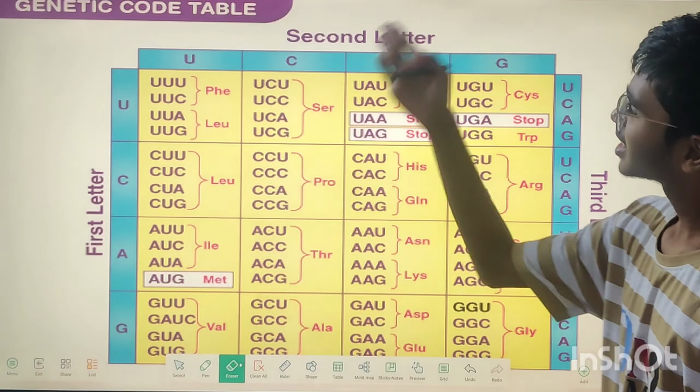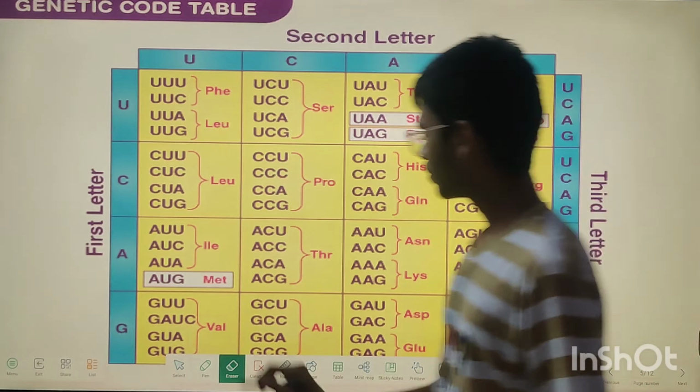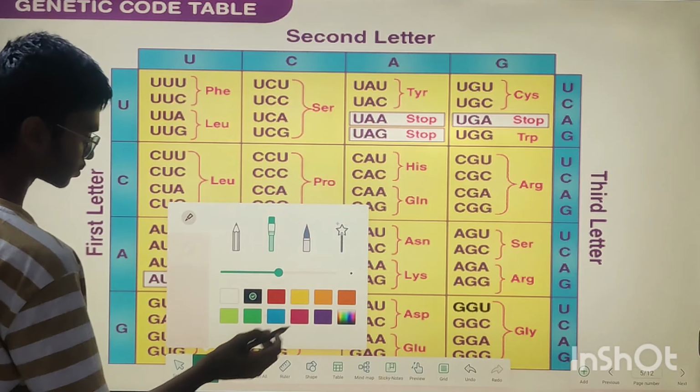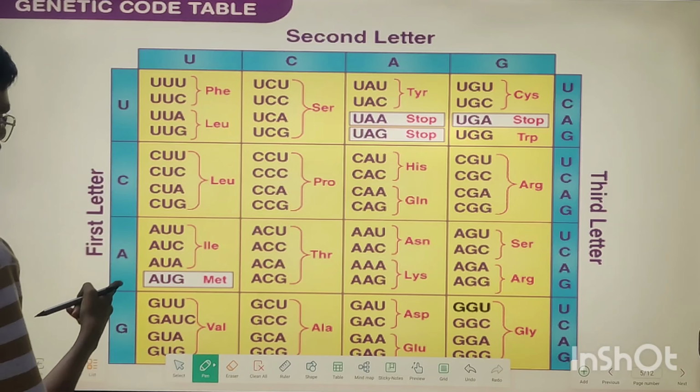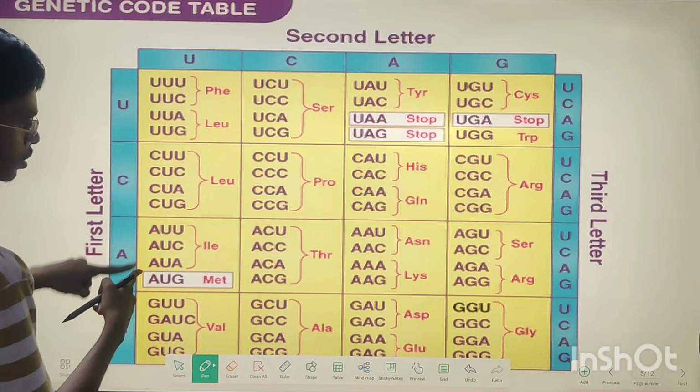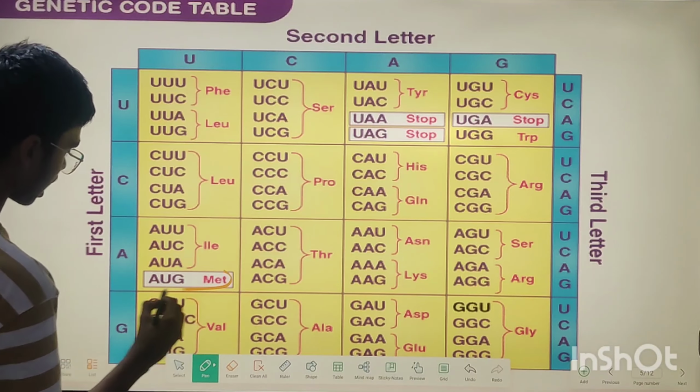So this is the genetic code table. Now we are going to mark a few. I'm going to mark AUG. So A, U, G. See, this is where the start codon is.